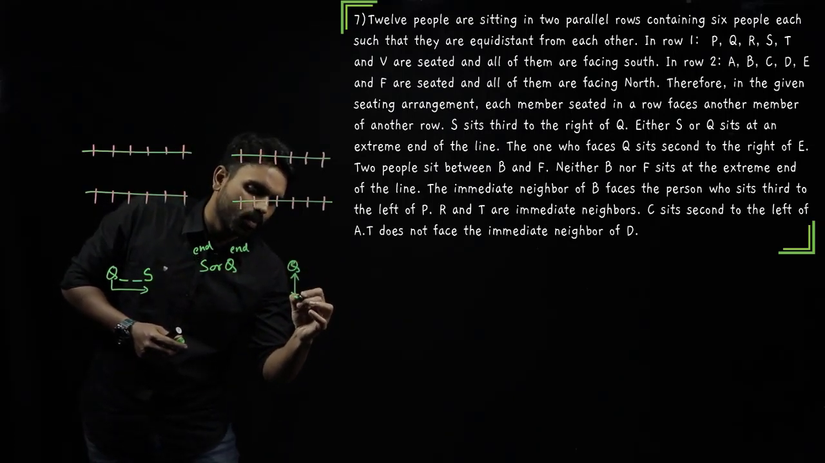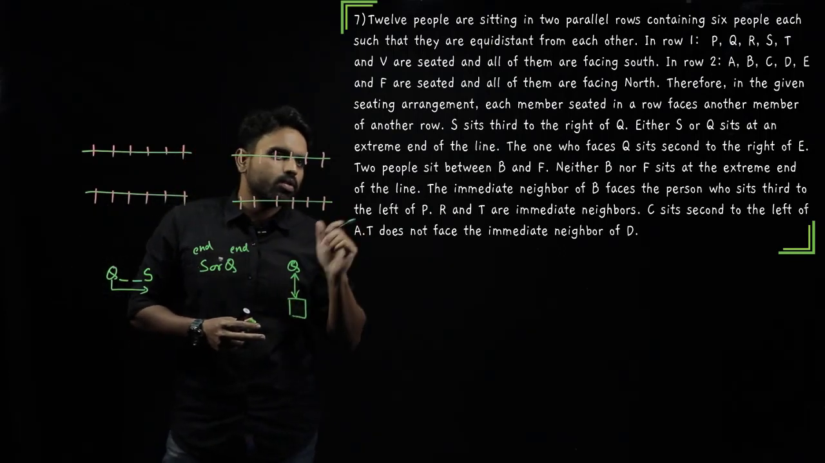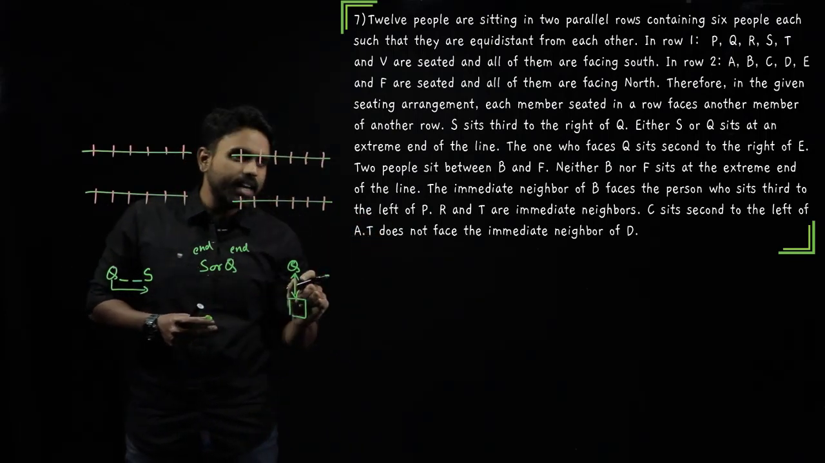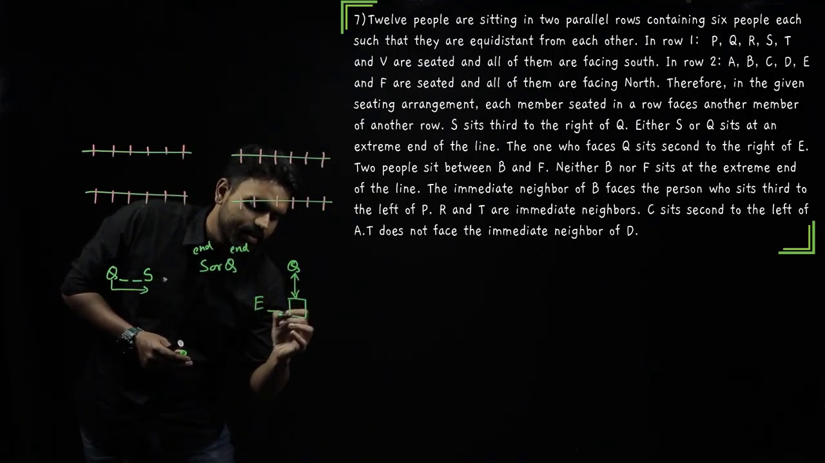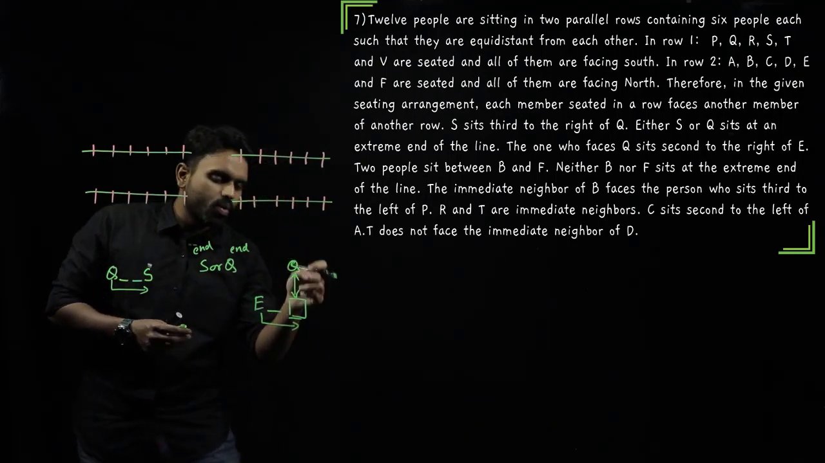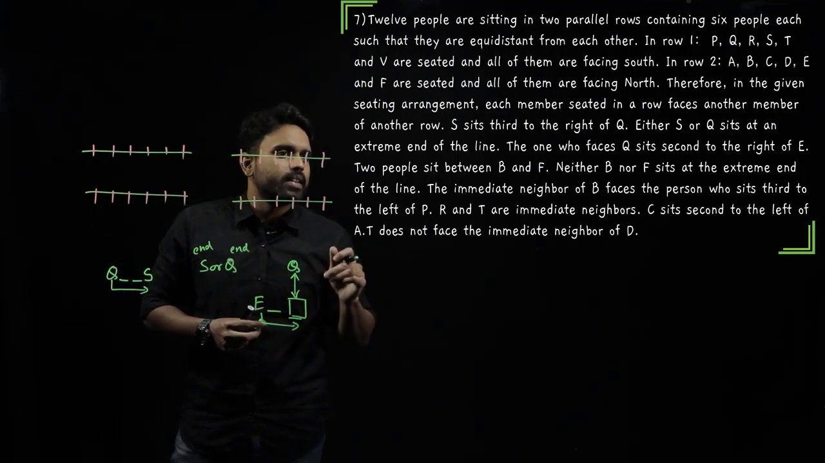The one who faces Q. I do not know who this is. That is not given to us. The one who faces Q sits second to the right of E. E first to the right, second to the right. That is done here. The next statement.